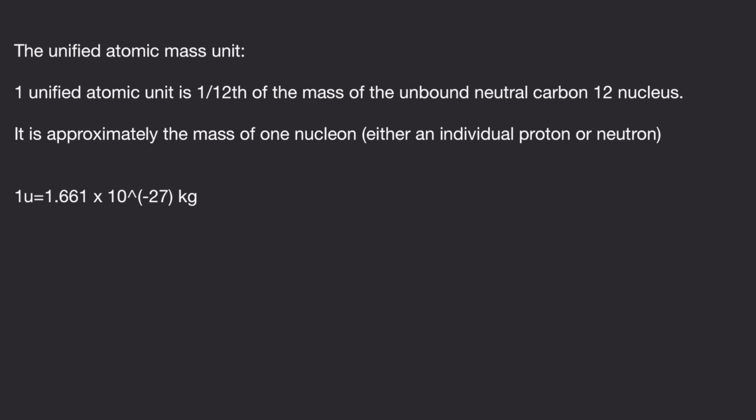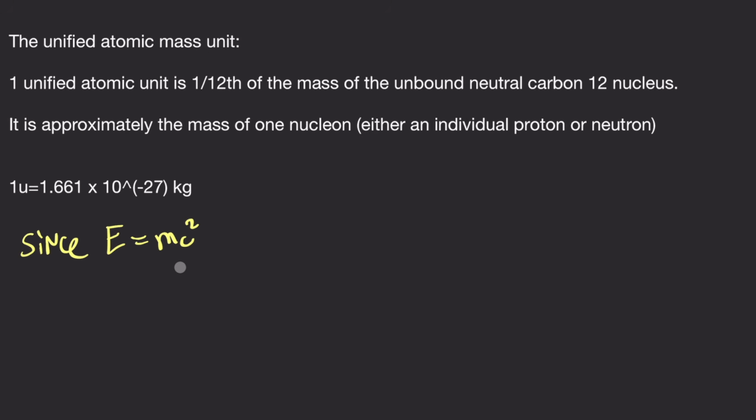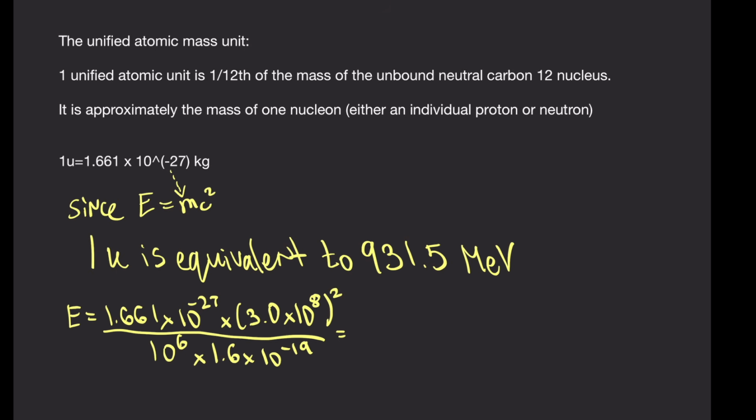There is another really important conversion in your formula booklet. I'm going to write this in a different color. Since E is equal to mc squared, we can actually see the associated energy with one atomic mass unit. And the conversion factor is really useful in calculations. Then the energy associated with this will be 931.5 mega electron volts. If you're wondering where this number comes from, I will leave the calculation over here.